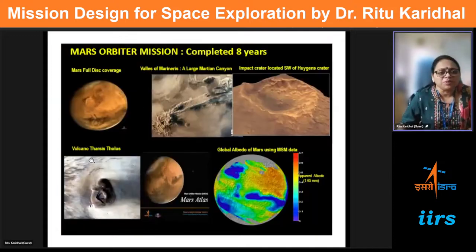This mission has completed 8 years and it has sent a huge amount of data. We have generated the full Mars Atlas. The peculiarity of this Martian orbiter was that for the first time from our cameras we could cover the full disk of Mars, and capture many features like the Martian canyon Valles Marineris and the Huygens crater. Many features we could capture and made into our Mars Atlas. This will really help in future missions to see where we can land. Before a landing mission, we have to have a good understanding of the planetary surface. So this really puts a foundation for the landing missions.